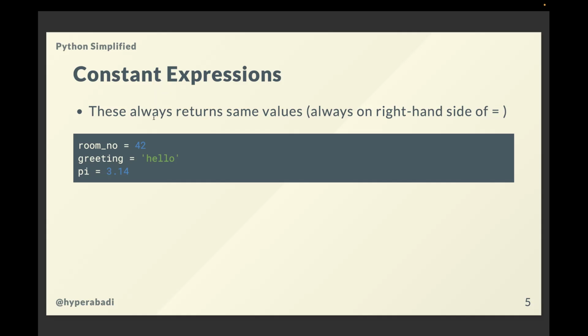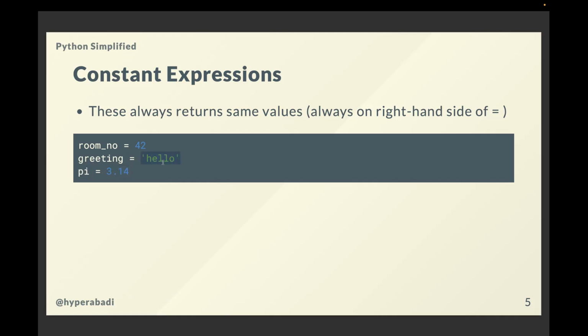The first one is the constant. Constants always return the same value. For example, here 42 is just a value. It cannot be changed once it is assigned to this particular variable; the variable is going to hold that value. Hello, again, is a string constant, and this is a floating point constant which I'm assigning to pi, 3.14. The value of a variable can be changed, but the constant is going to remain the same.